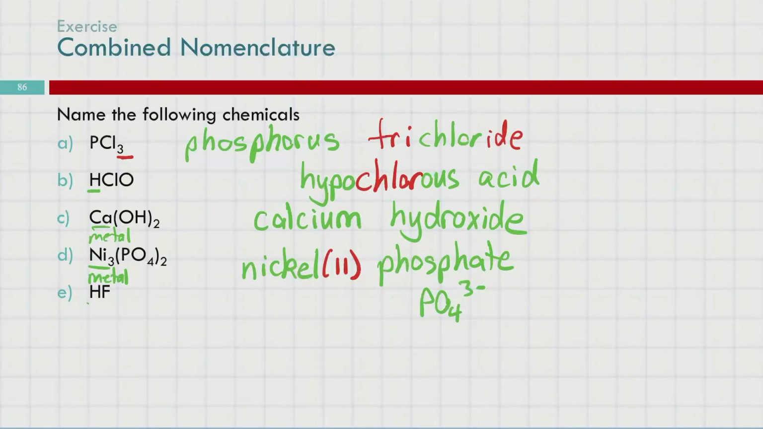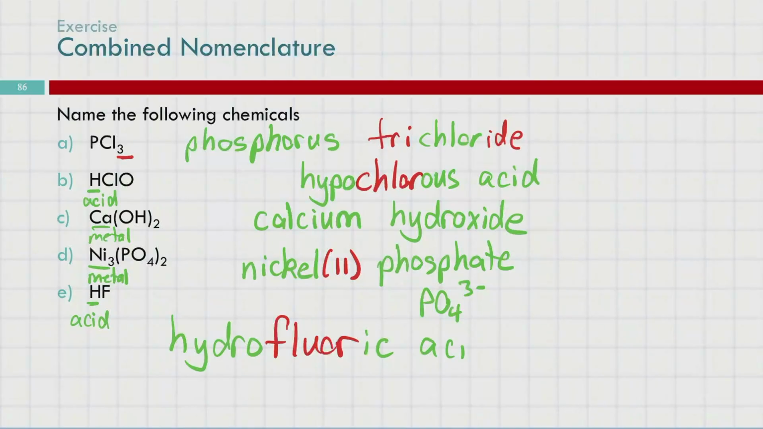And then our last one is an acid. It's a binary acid, so we're going to have that hydro prefix, the base name of fluorine, fluor, change the ending to ic, and add acid, hydrofluoric acid. Questions about any of those? Okay, that'll do it for Chapter 3.